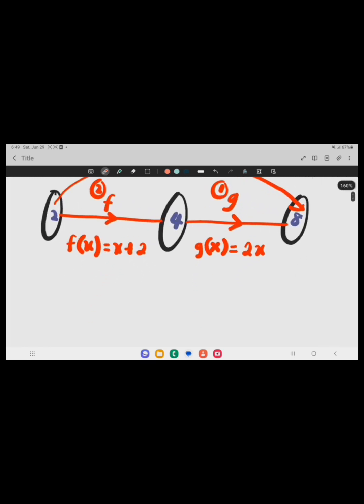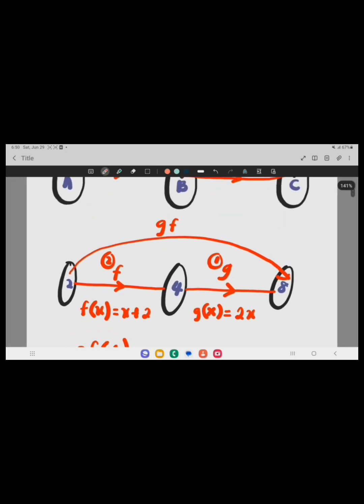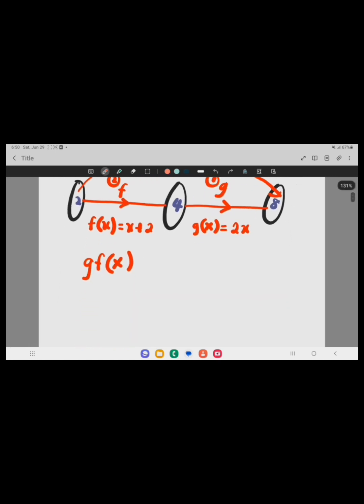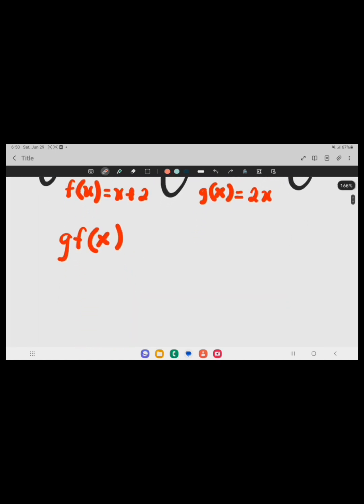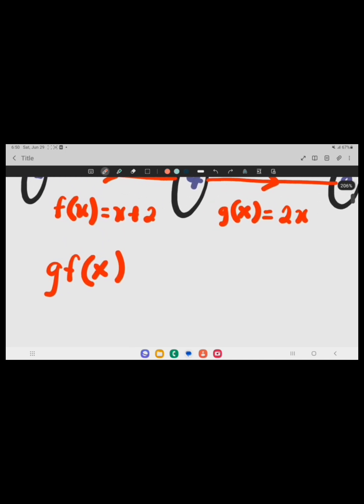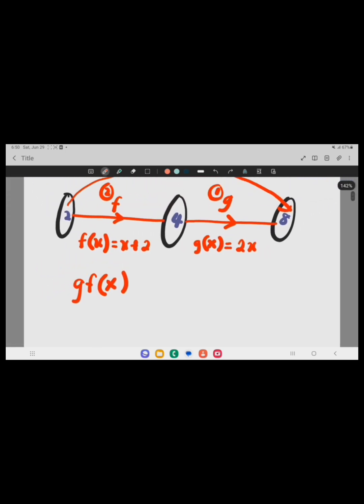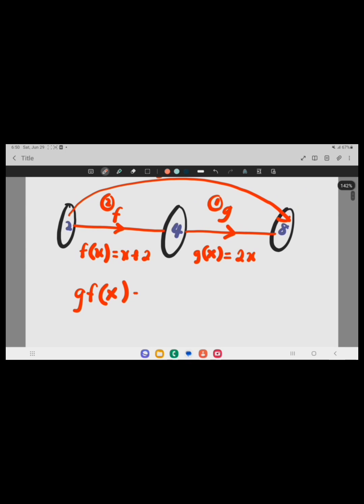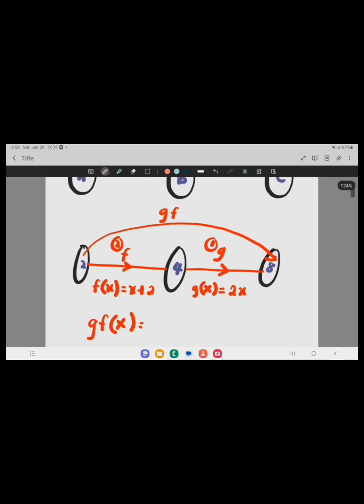Okay, so gf x, when it is on the diagram, we will not write the x like this. We will just write gf, like that. But when it comes to writing the calculation and all, you have to write the x, gf x. It must be gfx. Okay, so gfx. The first thing first, now you understand what is a composite function.